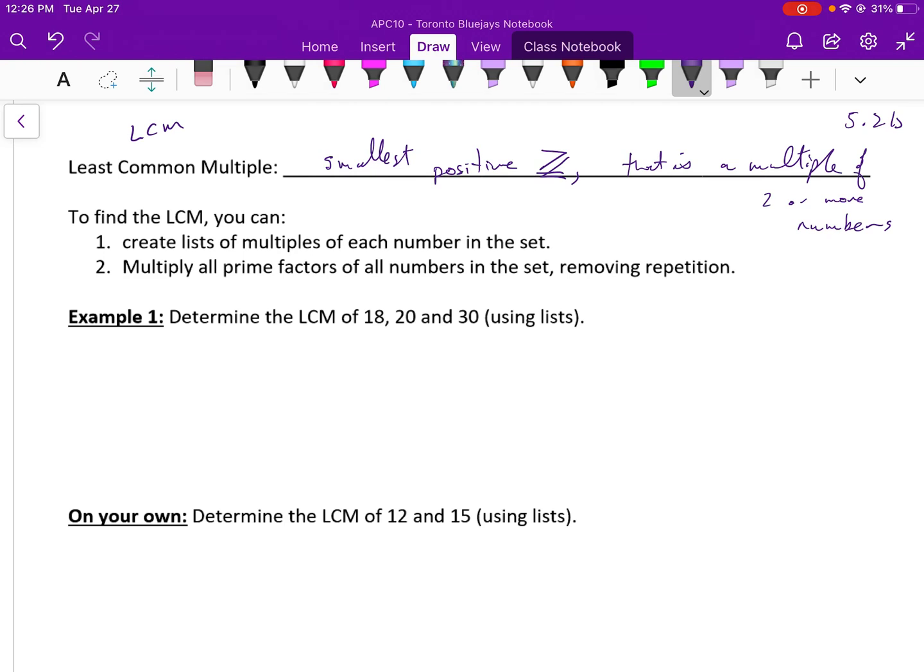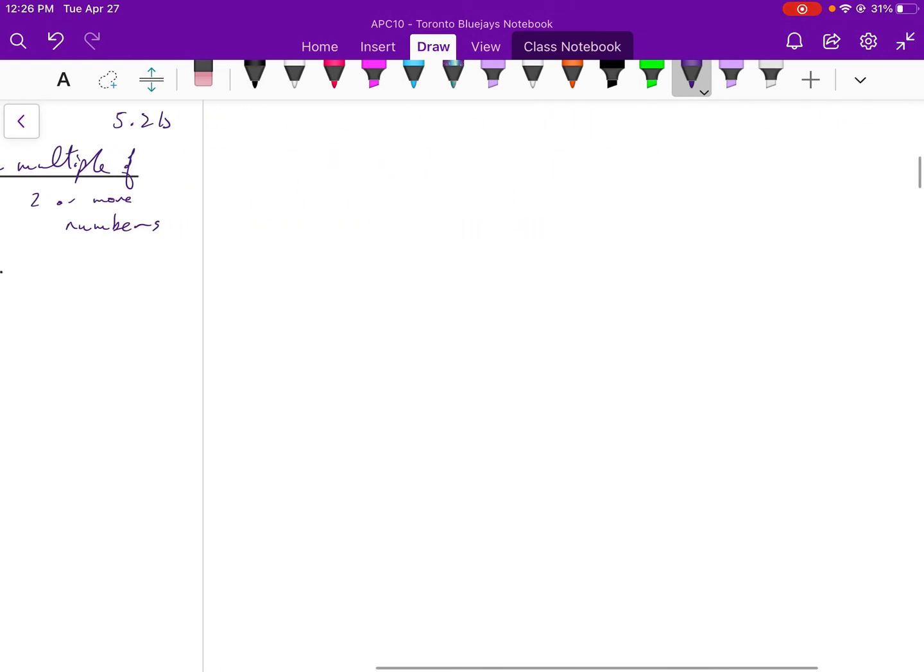Now, to find the LCM, number one, we can create lists of multiples of each number in the set, or we multiply all the prime numbers of all the sets, removing repetition, whatever that means. I think to better understand LCMs, I'm going to first explain what a multiple is.